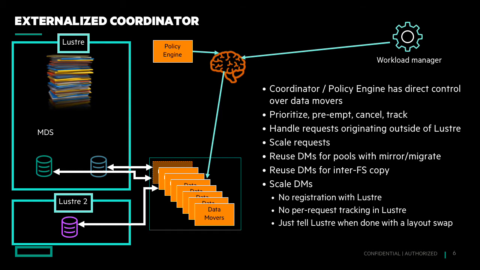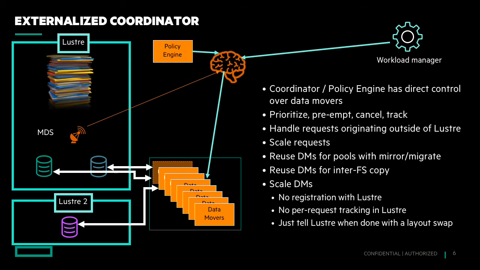Policy engine sends requests to our external brain. The workload manager sends requests to our external brain. Individual users, Lustre users, send requests to our external brain. How do Lustre users do that? We add a new little piece to the MDS called basically an emitter.